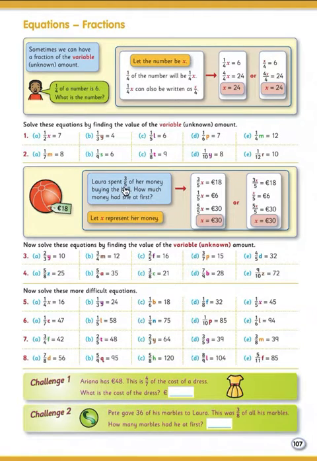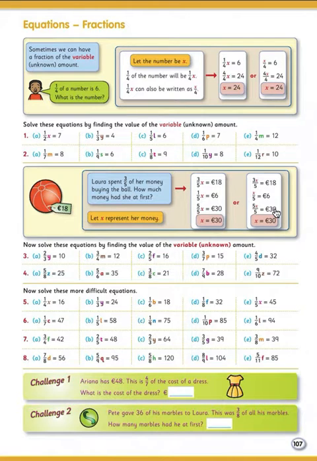Laura spent 3/5 of her money buying a ball. How much money had she first? So x represents her money, the full amount. So 3/5 of this full amount was €18. 1/5 is, well, they got rid of the 3 by dividing this side by 3, so 18 divided by 3 is 6. And then to find out how much she had at first, the 5/5, the whole amount, they multiplied this fraction by 5, so they multiplied this side by 5 and they got 30.